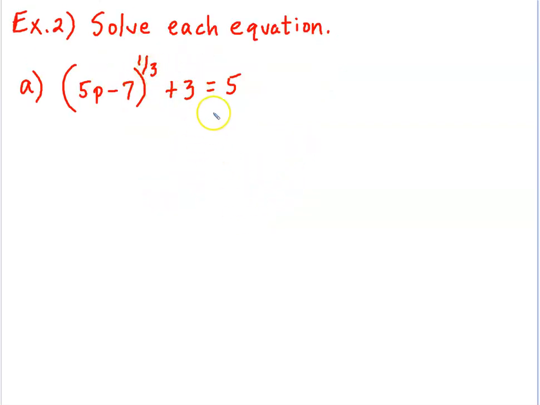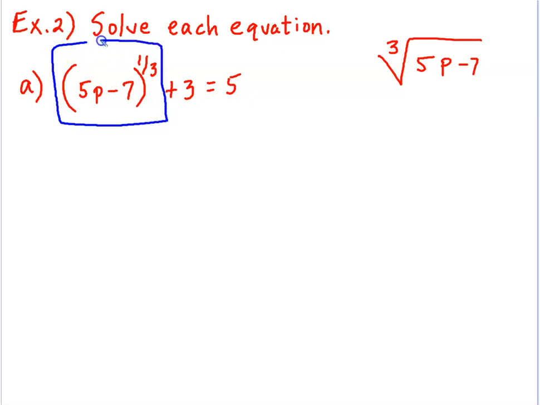Okay, we talked earlier how a fraction exponent is really the same thing as a radical. This is also known as the cube root of 5p minus 7. So when you see this, it's really the radical that you need to isolate. So I need to isolate this part of the left side of this equation. So my first move will be to subtract 3 from both sides.